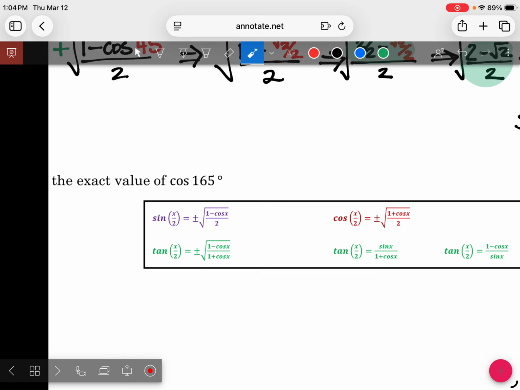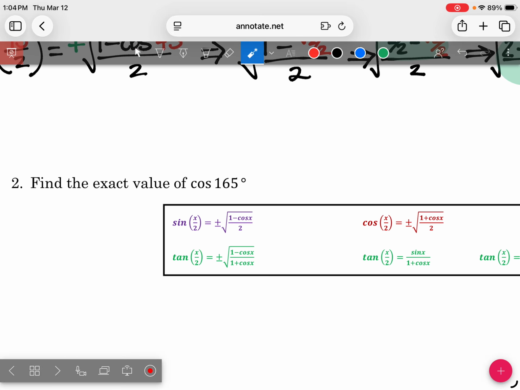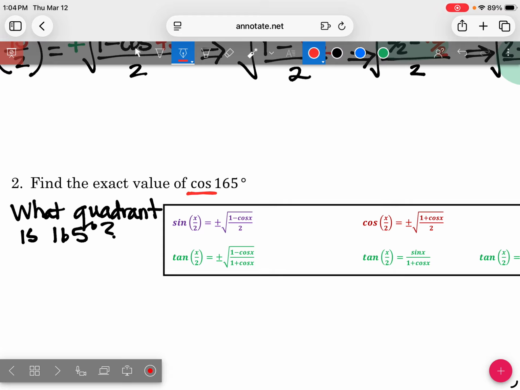All right, so now the first thing we need to do a couple things. First thing we need to figure out is what quadrant is 165? So show me with your fingers. Where is 165? All right, now it's asking for cosine. So you all say Q2, okay. In quadrant 2, is cosine positive or negative? Negative. All right, so this is the identity I'm working with.